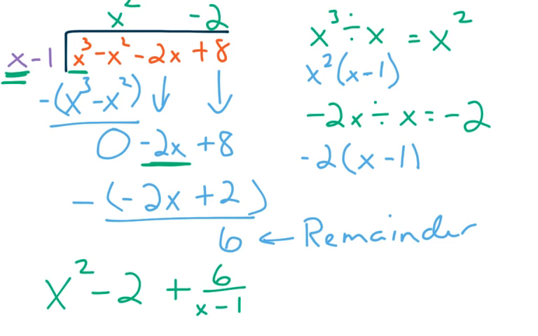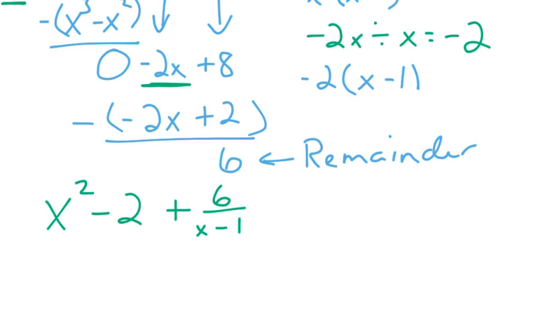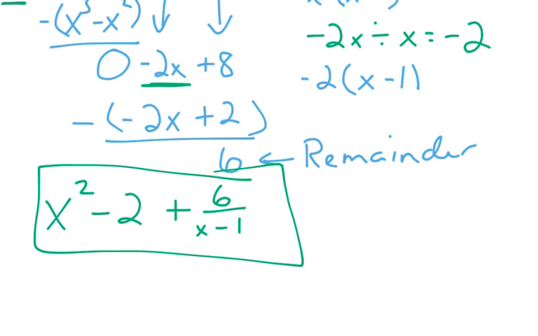So it's not going to be, in this example, this would have been 105 remainder 4, or remember 4, this would be 105 and 4/12. That's really what that means. We're doing the same thing. It's kind of hard to get your head wrapped around 6 over x minus 1, but this is in fact how you write it. So x squared minus 2 plus 6 over x minus 1. That is going to be your remainder, and this right here in green is your final answer.